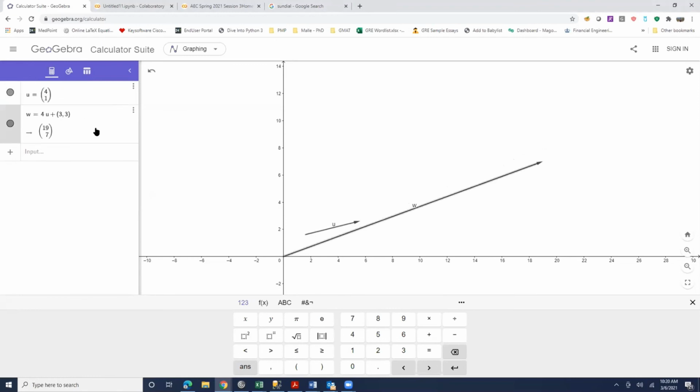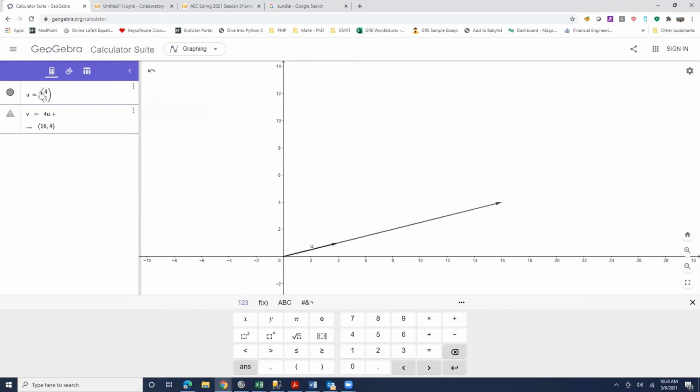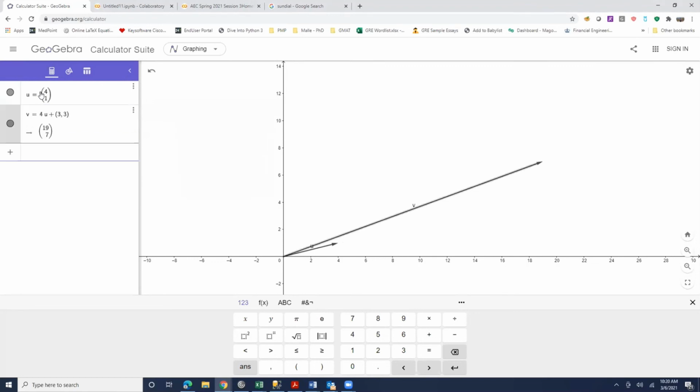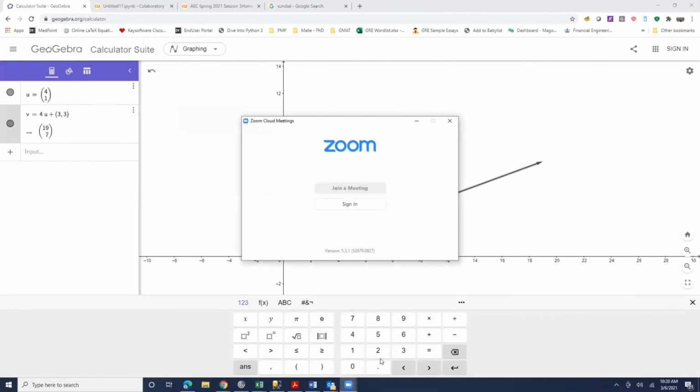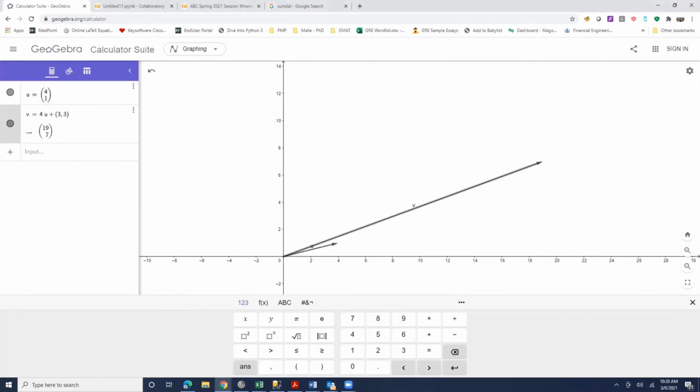Oops, what happened? Interesting, something went wrong. Let's delete and start. Okay, so u equal to 4 comma 1, then v equal to 4u plus. See, adding this has the interesting effect of rotation, right? Adding the extra points has the effect of rotation.